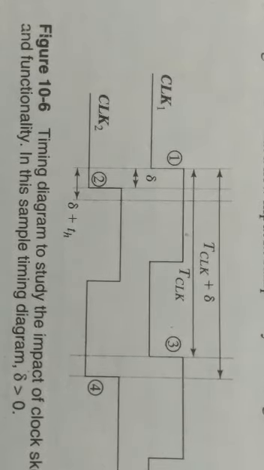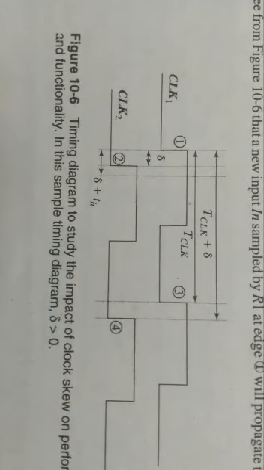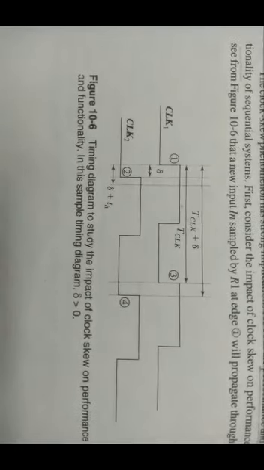Now they are calling it positive skew, that is delta is greater than 0. That means the clock is reaching the first register much before the second one. This is a condition of positive clock skew. Okay, now if I go to the second case, here you can see register 2 is getting the clock before register 1. Right, such scenarios they call negative skew.